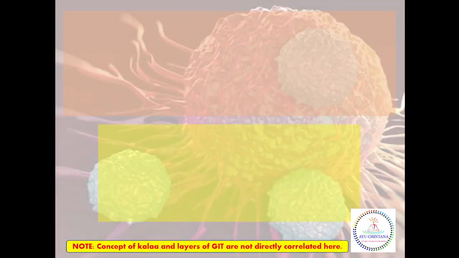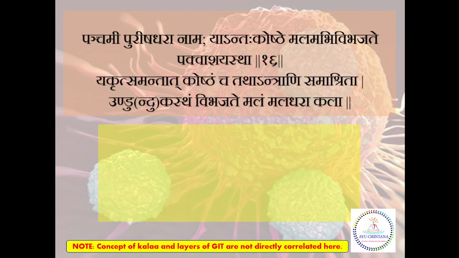So, what is the site of Purishadhara Kala? It is Antah Koshtha. That also includes Antra and Unduka. Again, going into the details, this does the division, the Vibhaga, of Mutra and Purisha. This Purisha Vibhajana happens because of the involvement of Agni and Vayu.